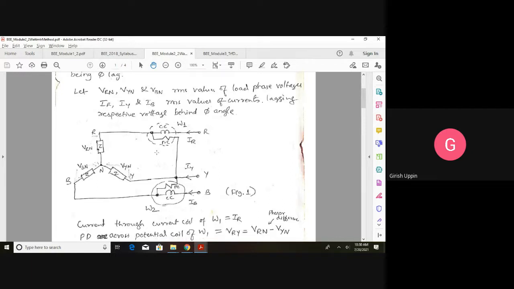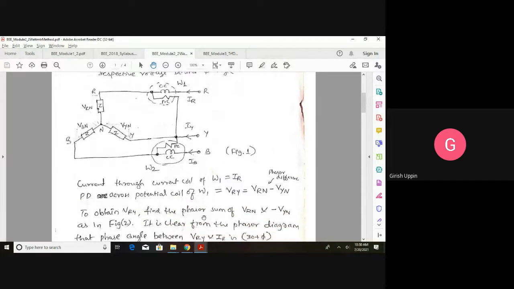We know the equation for the power, that is voltage into current into cos of the angle between them. So here the power is VRY into IR into cos of the angle between VRY and IR, and similarly for the other wattmeter. We have R, Y, B. The voltages between R and N, Y and N, and B and N are VRN, VYN and VBN. These are the phase voltages, and we have all the line currents.